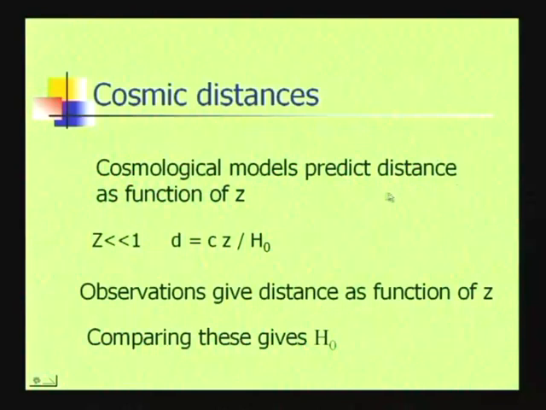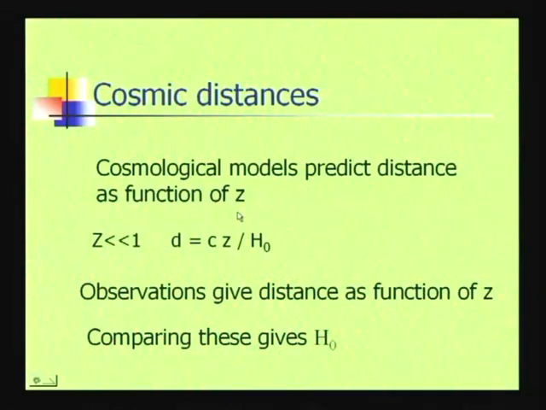Now, various cosmological models predict different distances for the same redshift. The functional form of the distance as a function of z is different for different cosmological models.